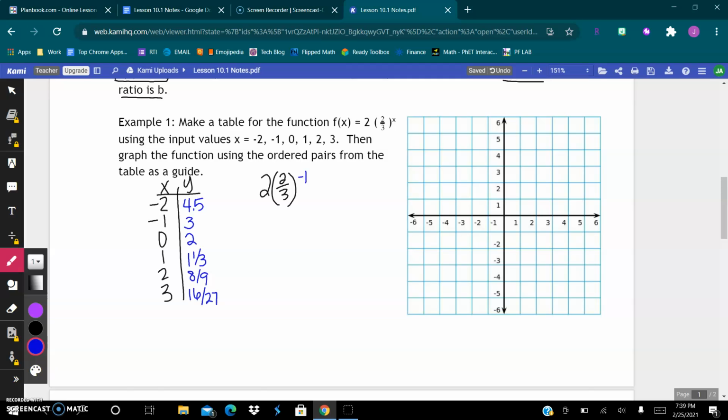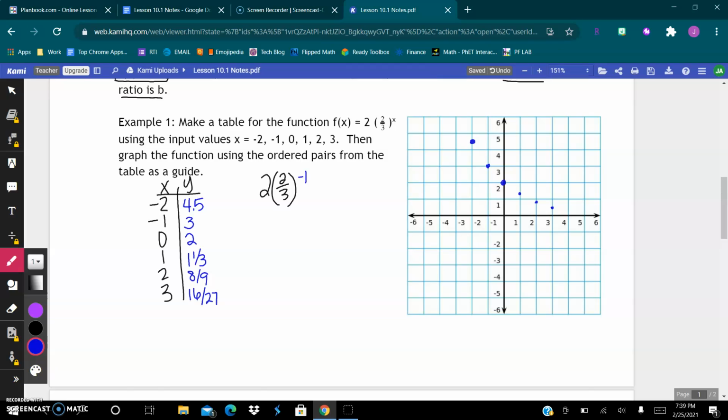So I'm going to go over to -2, up 4.5. Then I'm going to go to -1 and up 3, over 0, up 2, over 1 and up 1 1/3, over 2 and up 8/9, and that is almost a 1, and then over 3 and up 16/27. That's going to be somewhere roughly in there.